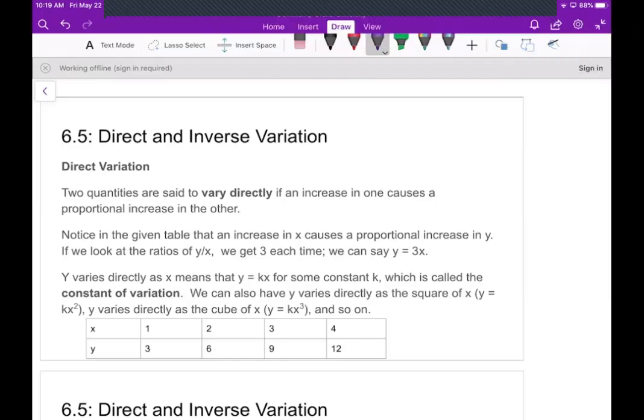Okay, guys, welcome. Today we're going to talk about direct and inverse variation. So this is sort of a special relationship between two or even more variables. All right, so first, what do we mean by direct variation?